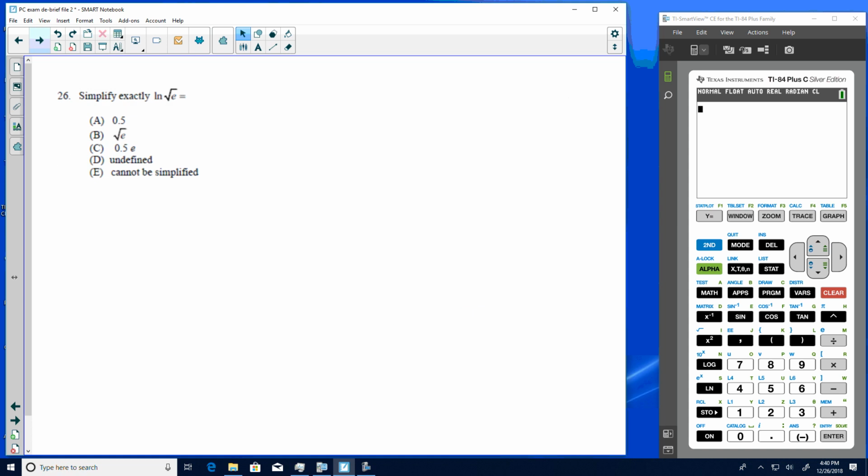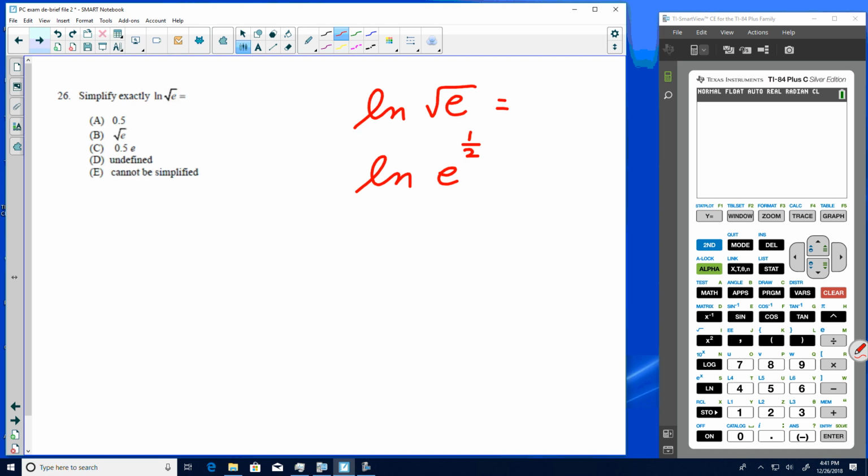Simplify exactly. This is the natural log of root e. I can write that as the natural log of e to the 1/2 power. Remember, 1/2 is the square root. So when we have x to the 1/2, that's the same as the square root of x. So you should remember fractional exponents. And then the one property of logarithms that applies here, this 1/2 exponent is allowed to be brought out in front of the log expression. So those two things are the same.